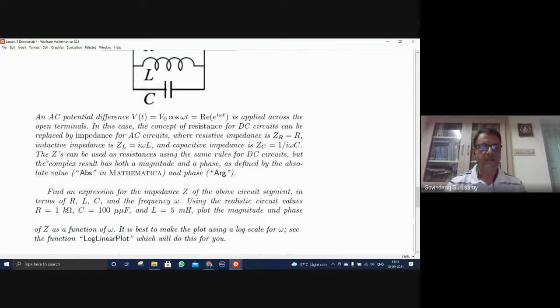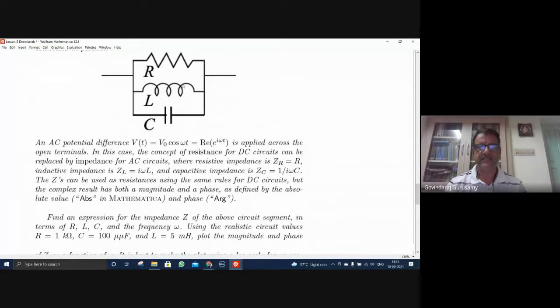Now, Zs can be used as resistances using the same rules for a DC circuit, which means 3 resistors or 2 resistors. Yeah, 3 resistors in parallel. How do you find out the effective resistance? You know the rule. The effective value of resistance when they are parallel, what is the rule? 1 by R effective equal to 1 by R1 plus 1 by R2 plus 1 by R3.